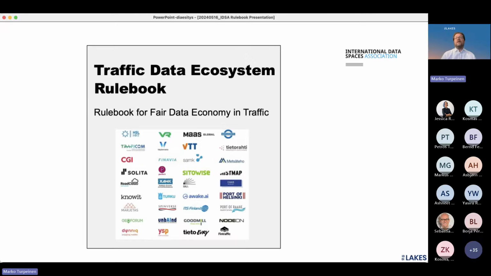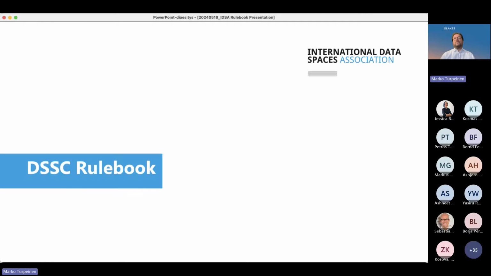Just as an example, one very successful one in Finland is the Fair Data Economy rulebook, which has been used by the Open Data Ecosystem for Mobility Data or Traffic Data, a really well-functioning data space at the national level in Finland. But there are several implementations like this already with the rulebook model.